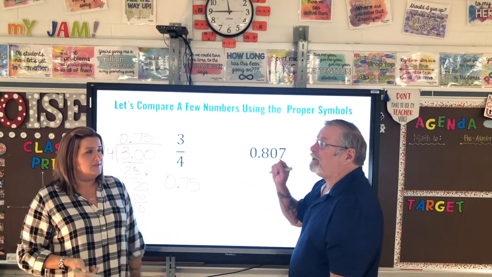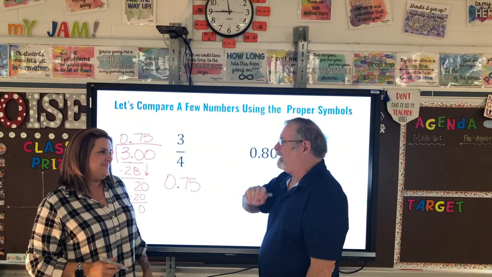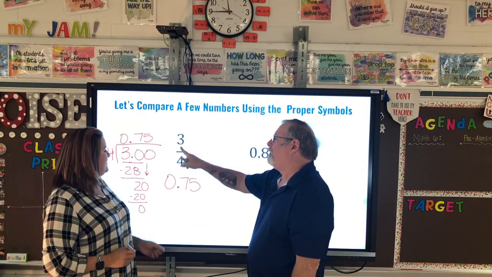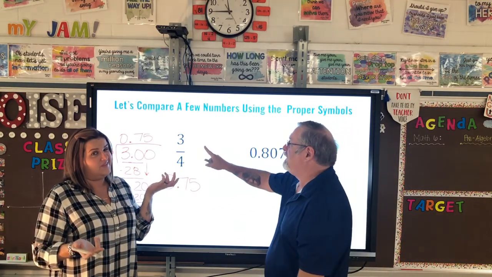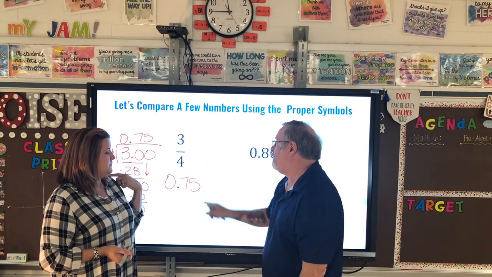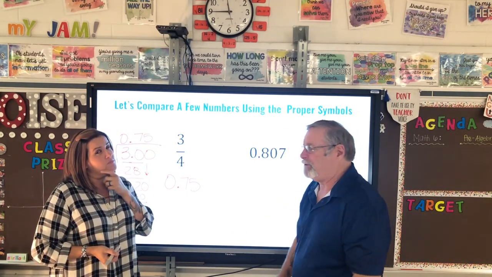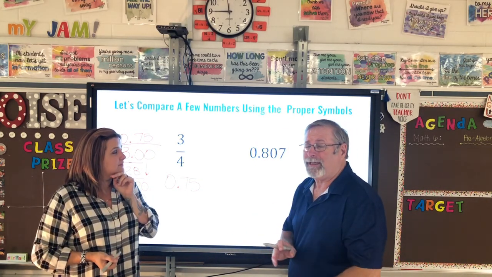So we know. I terminate. Ooh, I like terminate. We kind of knew that already because we know that 3 out of 4 quarters is 75 cents. So 3/4 is 0.75.